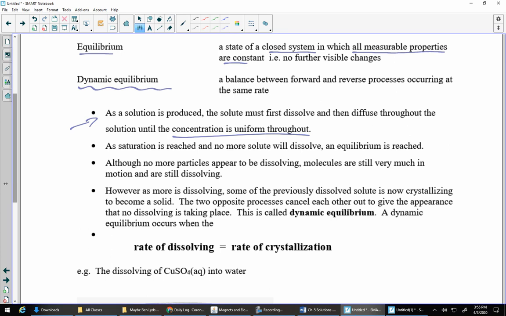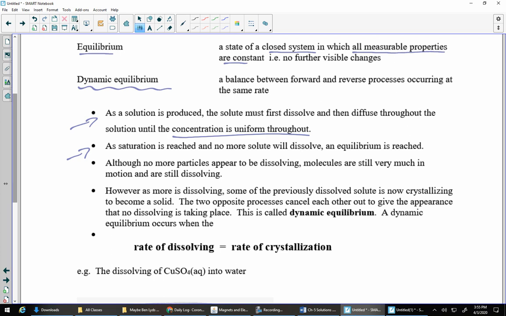You can just picture this for a split second, like you take some food coloring and you drip it into some water. It's not uniform yet. It needs to dissolve. It needs to spread all the way out before it's uniform. So we're assuming that it's already there. As we reach saturation, no more solute will dissolve. That's where we get our equilibrium, where nothing's really going to change.